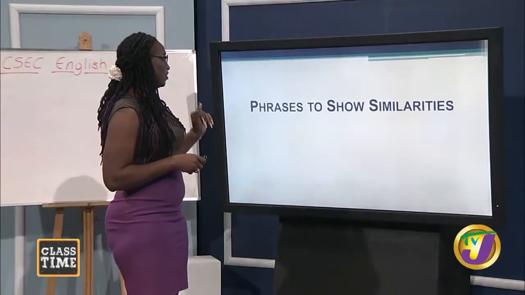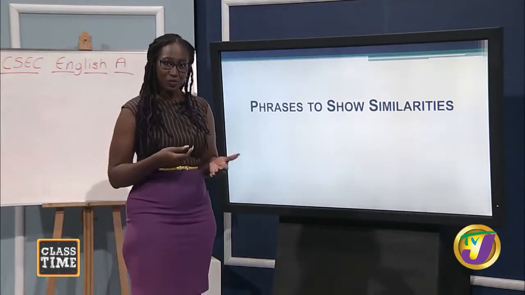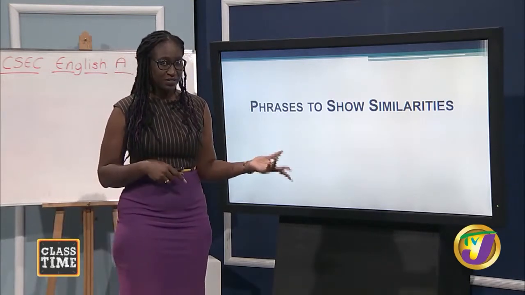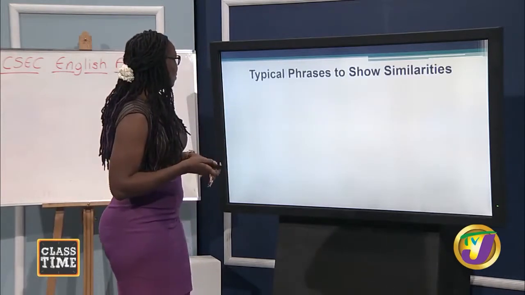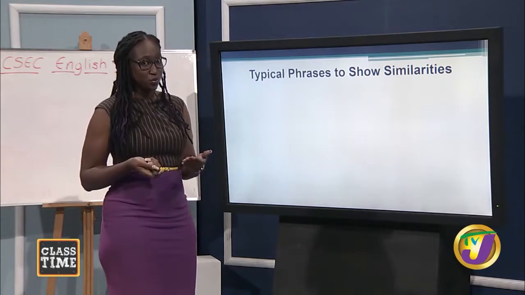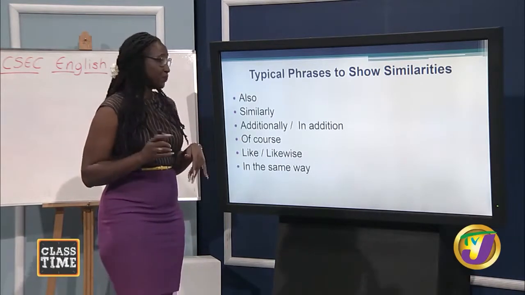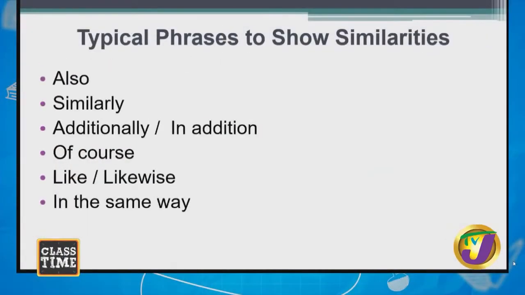So we're going to look at phrases that show similarities, because many times when making your arguments, you have to draw comparisons that show not just the differences, but the similarities as well. So here are the typical words you would use to show this. So we have a nice long list here. So you have also, similarly, additionally or in addition. You have of course, you have like or likewise, and you have in the same way.